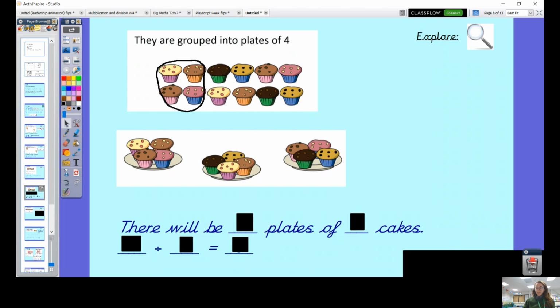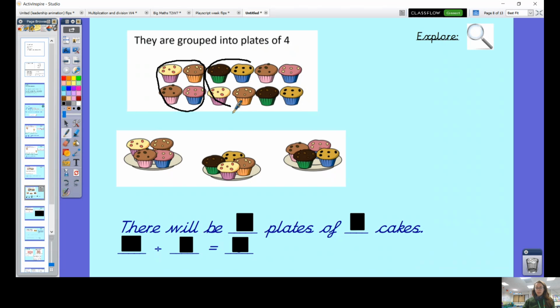So they might look a bit like this in your maths book. And our sentence below will be, there will be 3 plates of 4 cakes. Our number sentence would then be 12 divided into groups of 4 is 3. And again, if you've got those numbers the other way round, that's okay. It's just another way of writing it.